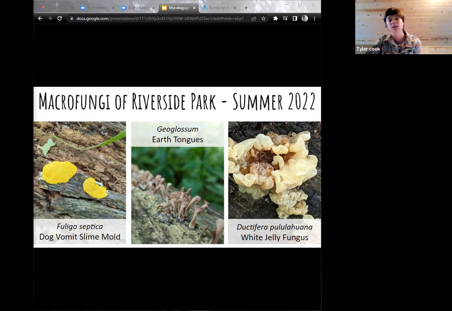And then all the way on the right, we have Ductifera. Oh, we're going to try it. Pululahuana. Yeah. I love these little dudes. They are especially fun to poke and tickle because they're jelly-like and bouncy. Don't pick them, but I'll personally grant permission to tickle them because it's fun. And I think that the fungi secretly like it too. Something that I find interesting is that these are very widespread in North America and even extend into South America, and they fruit on decayed wood of hardwoods.